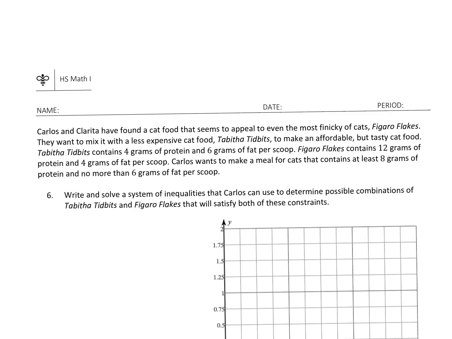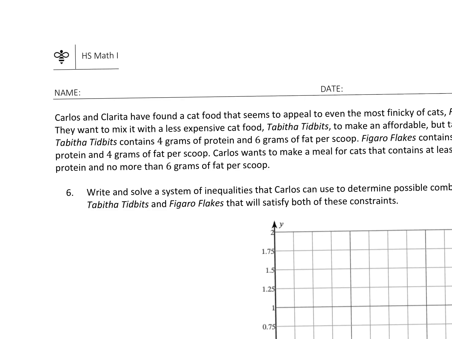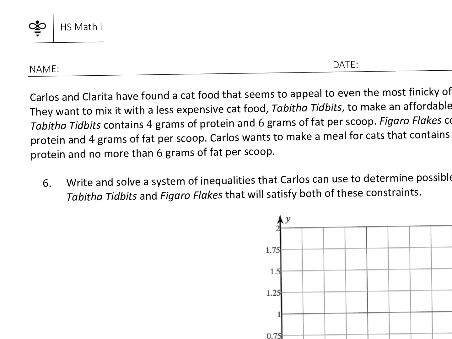The first thing we always do when we're setting up a system is we need to define our variables. So why don't we make x be scoops of Tabitha Tidbits? Remember that we're doing a combination of each cat food. So x will be the first cat food, and let's say y is Figaro Flakes.